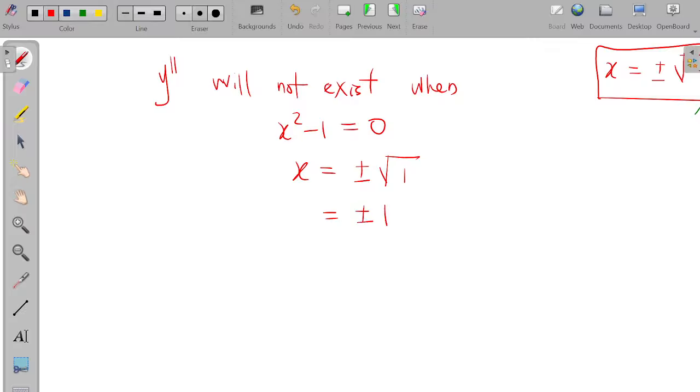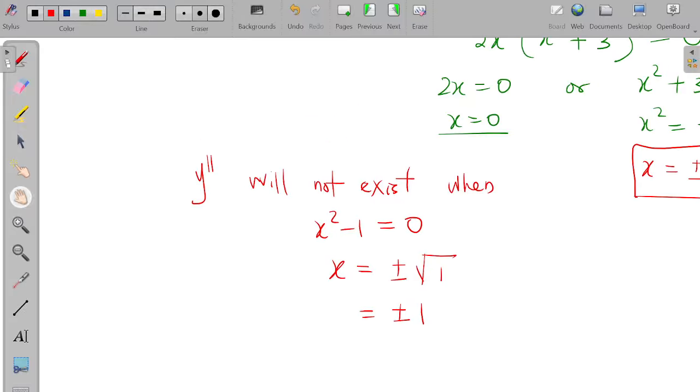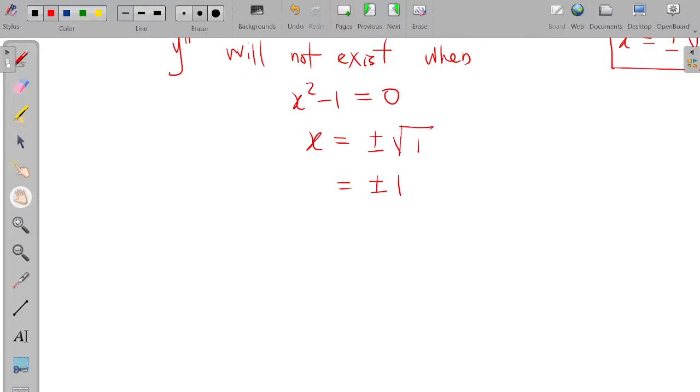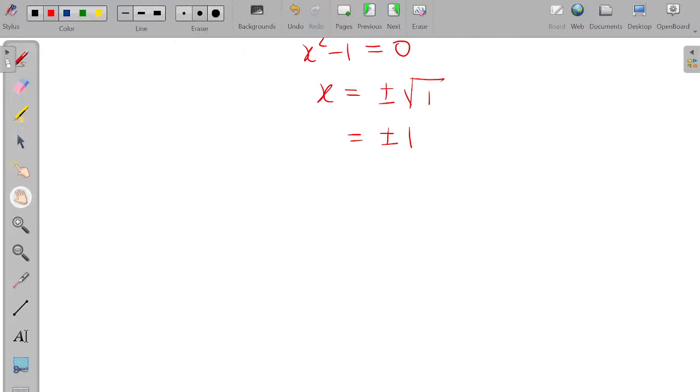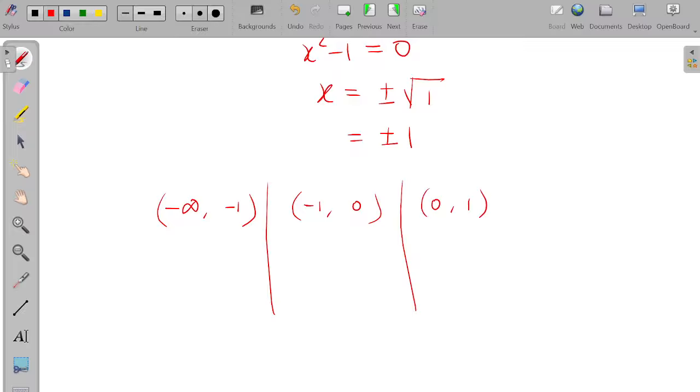Okay, so the values we need to use here are s equals to 0, and then x equals to plus or negative 1. So that's what we need to find our intervals. So the intervals will be negative infinity to negative 1, negative 1 to 0, 0 to 1, and then 1 to positive infinity. So these are our intervals.